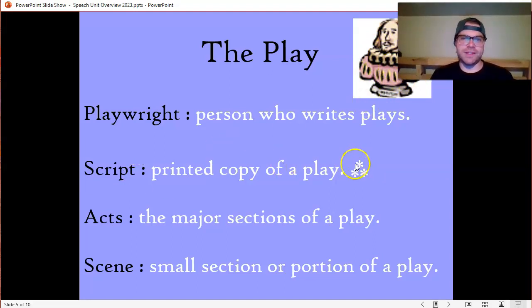Script. I did put stars by this because you'll hear me use this term quite a bit. A script is simply a printed copy of a play, or of an act, or of a scene. We won't have enough time to do a full act or a full play, but we will be working with scenes this next week here.